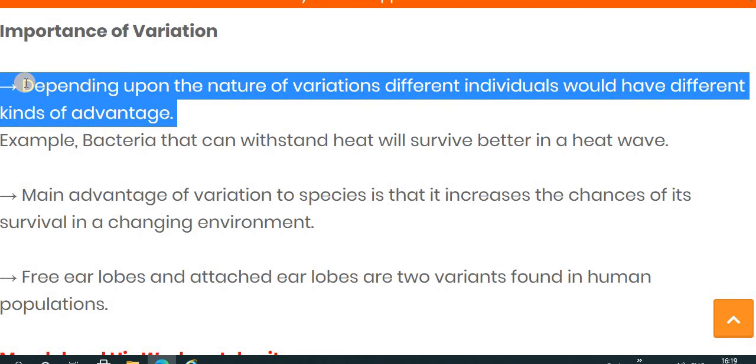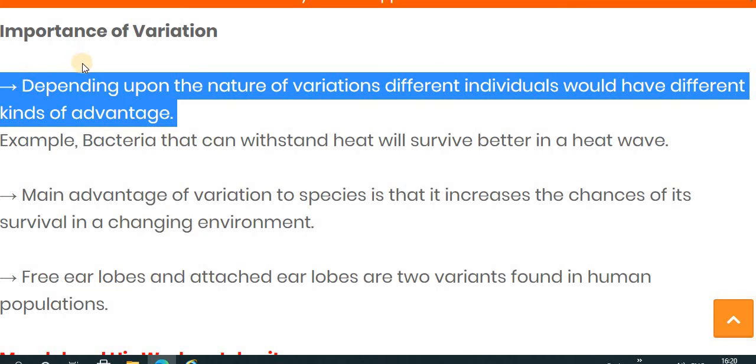Depending upon the nature of the variation, different individuals would have different kinds of advantages. For example, bacteria that can withstand heat will survive better in a heat wave. The importance of variation is that if variation occurs, evolution occurs, and due to that they adapt to new things, new variation occurs, and these newly adapted things are able to survive in adverse conditions too.